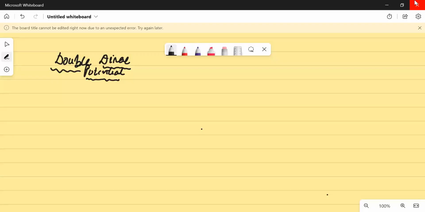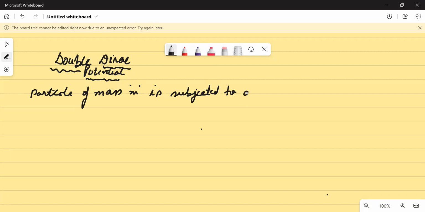So yesterday we were discussing something called the double Dirac delta potential, and today we'll continue with this problem itself. In the last section, we were considering a particle of mass m that is subjected to a double Dirac delta potential.